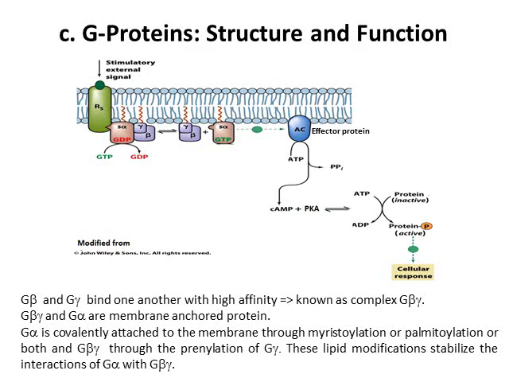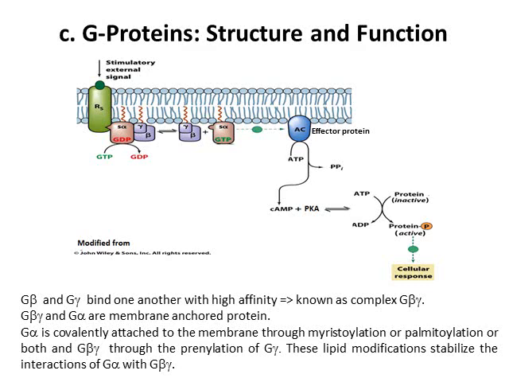G alpha is covalently attached to the membrane through myristylation or palmitylation, a kind of lipid modification by attaching a myristic acid or palmitic acid, or maybe both. The G beta gamma subunits are attached to the inner surface of the membrane through prenylation of the G gamma. These lipid modifications stabilize the interaction of G beta gamma with G alpha and together with the membrane.